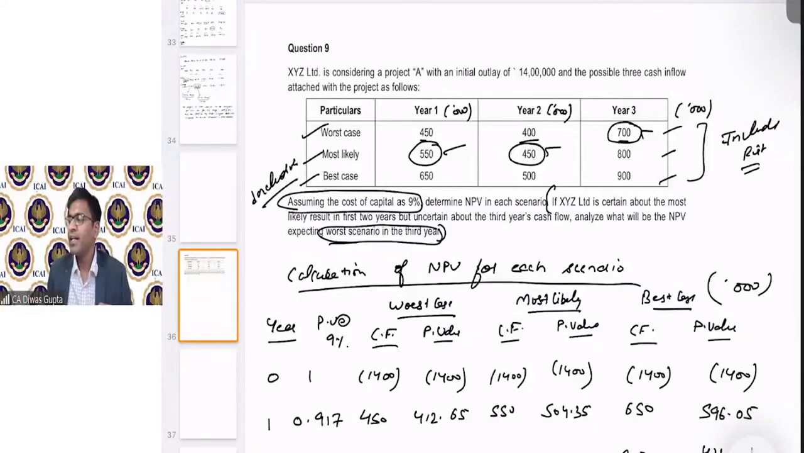Yes, Manjunath, 7 lakh is the uncertain figure that has been given as the worst case scenario. So Haradhan Das is asking, will you provide for us the theory questions?